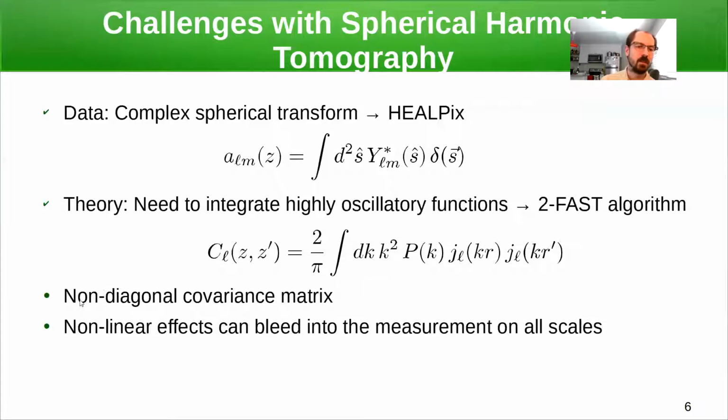Other challenges with SHT is that the covariance matrix is non-diagonal, since neighboring bins are correlated, and nonlinear effects can bleed into the measurement on all scales. And I'm going to talk about that a little bit towards the end of the talk.